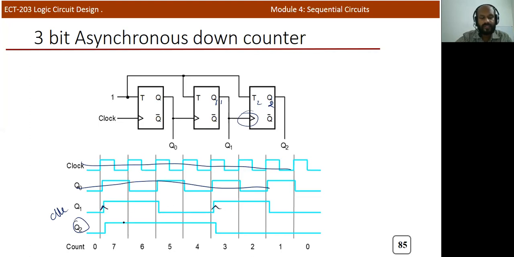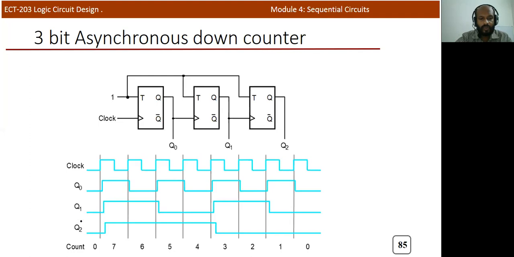So two rising edges, you can see that. The output will change during the first rise. Initially the output is 0, and T2 is already connected to 1, so it's always 1. So T2 is equal to 1, so the output will be complemented. Qn plus 1 is equal to Qn bar, which is equal to 1. It will continue like that, and again it reaches this particular instant. You know that Qn is equal to 1, so Qn plus 1 equals Qn bar, which is equal to 0. Again it's changing.